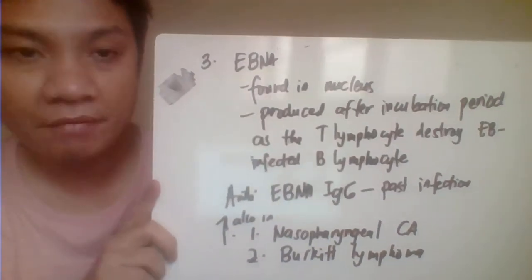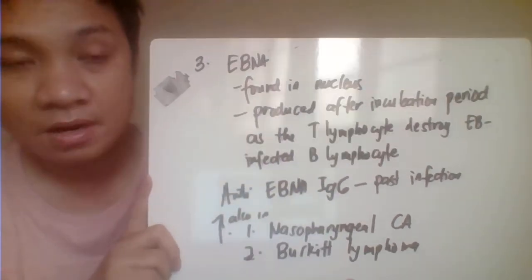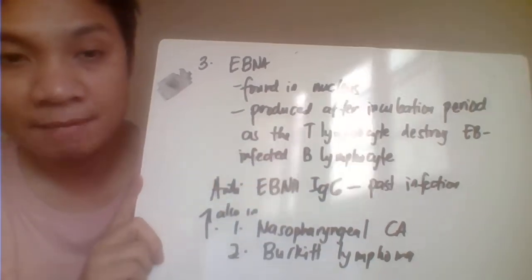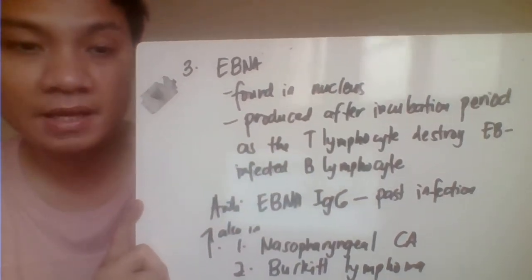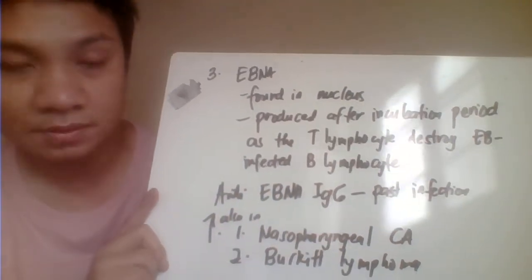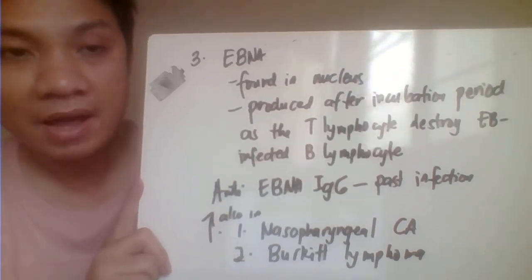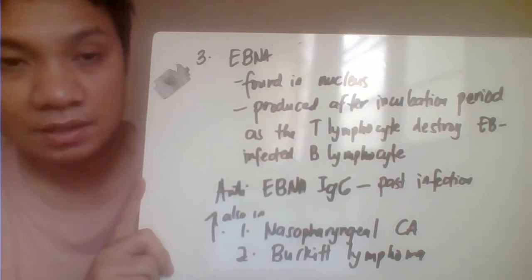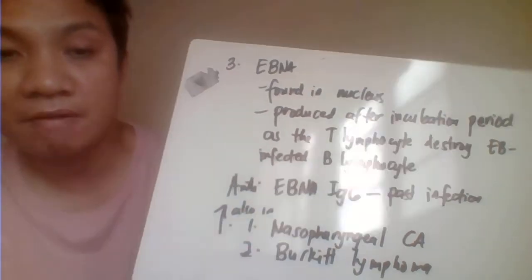The next marker we have here, the Epstein-Barr nuclear antigen. So this could be found in the nucleus of your B lymphocyte infected cell. So again, this is being produced here after the incubation period, as soon as the T lymphocyte try to destroy the B lymphocytes which have been infected by the virus. Antibody to this one, the anti-EBNA IgG antibody, signifies a past infection. At the same time, it's also being increased here or being produced as well in the nasopharyngeal carcinoma and even in the Burkitt lymphoma.